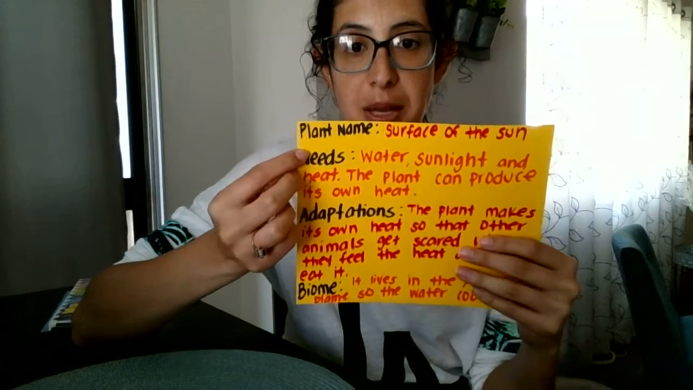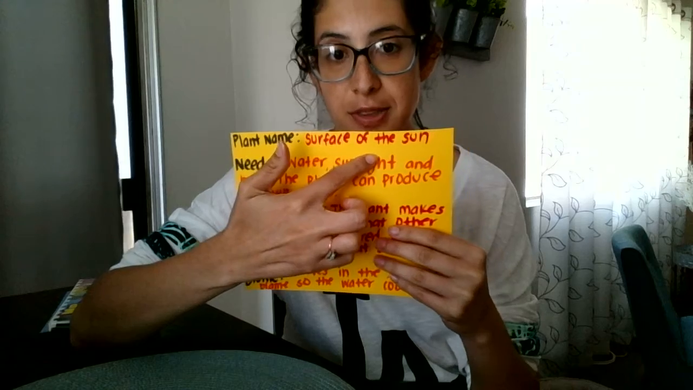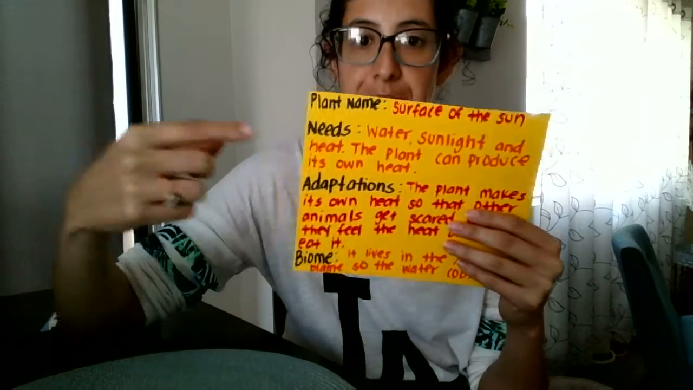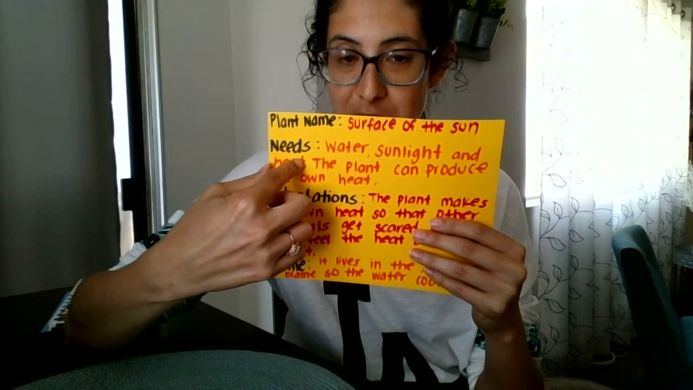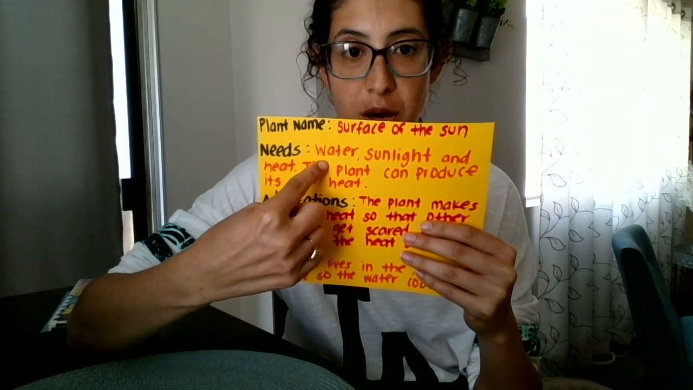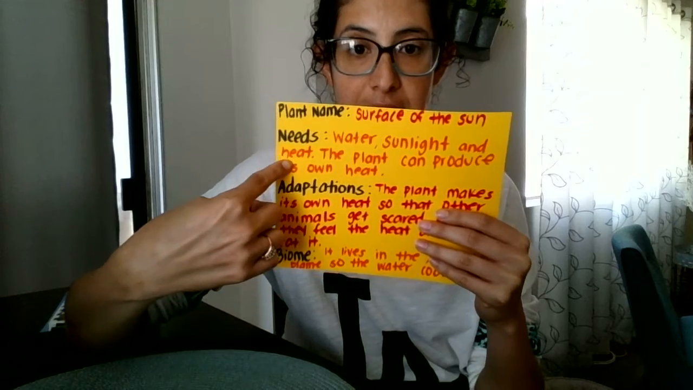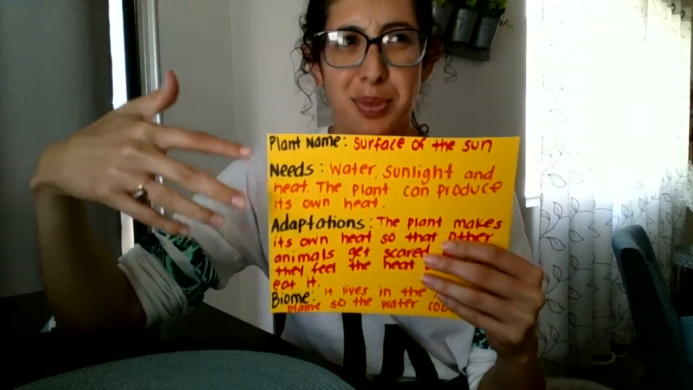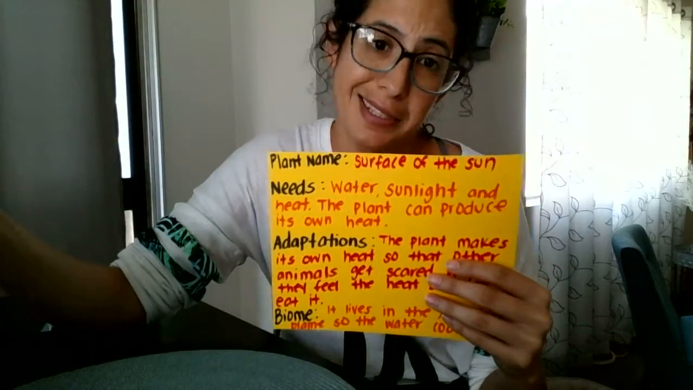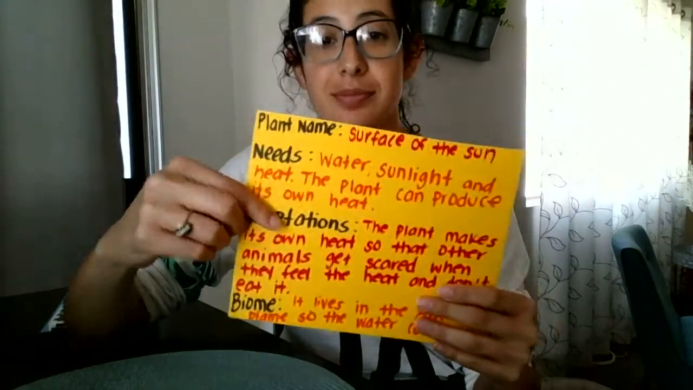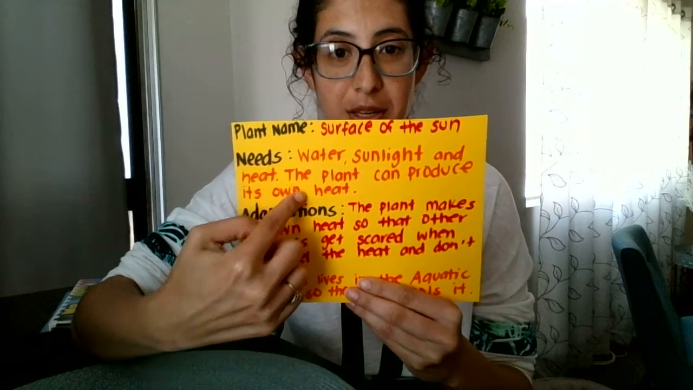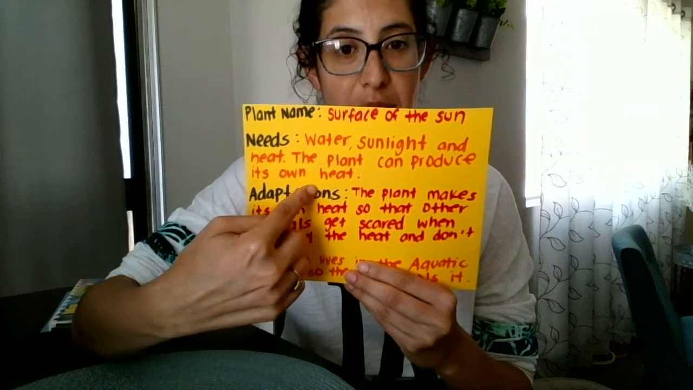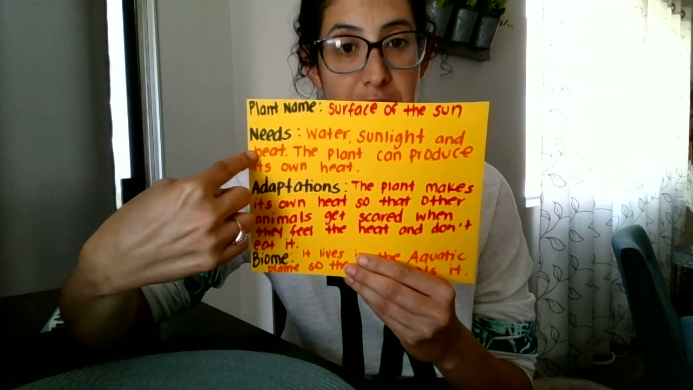So my plant's name is Surface of the Sun. Why is it named Surface of the Sun? You'll see right now. So this is what my plant needs to survive. It needs water, sunlight, and heat. Miss Espy, the sun makes heat, but, yeah, well, my plant needs a little more. You'll see why right now. The plant can produce its own heat, so I made sure to tell that the plant can produce its own heat.